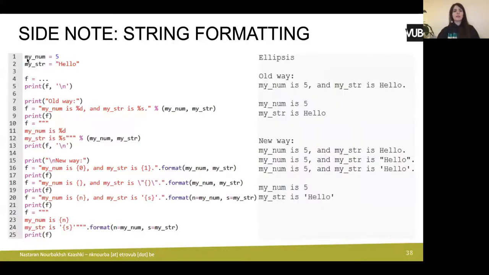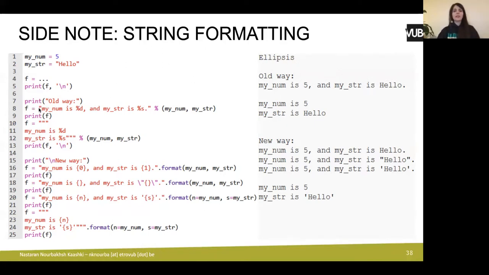Let's see some examples. This is my num, this is an integer object. This is a string object. I'm creating a variable, and this is ellipsis. This is similar to pass. It just comes instead of a command. I just wanted to show you how you can define a variable with this structure. If I print that, you can see this value for that.